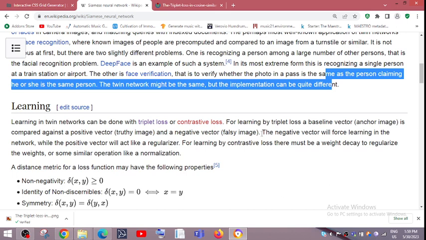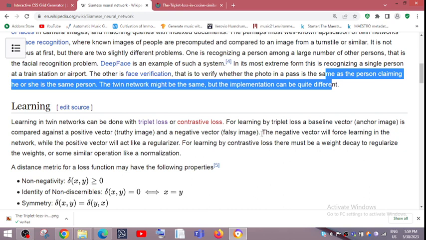You can check that video in the playlist if you have not gone through it. It works on the triplet loss or the contrastive loss. The negative vector will force the learning in the network, while the positive vector will act as the regulator. For learning with the contrastive loss, there must be a weight decay to regularize the weights, or some operation like normalization.